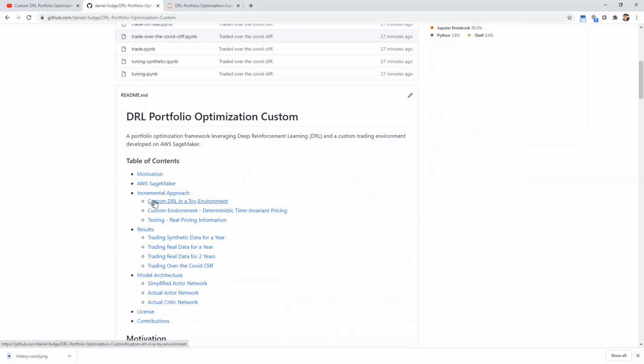The first thing we did was we built this algorithm, and we applied it to a toy problem, playing tennis. We could solve that. It was just really trying to set the architecture up. Next thing we did was we had some synthetic data. So we just generated some pricing history that was deterministic and time invariant. And we applied it to that one first, just again to make sure that the algorithm worked. And then of course the real deal is when we went and applied it to some real pricing information.